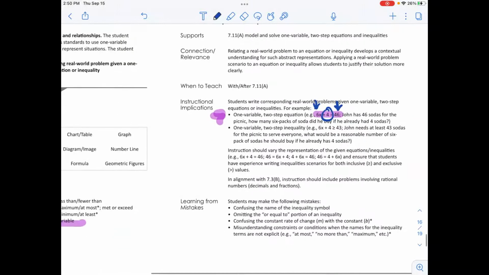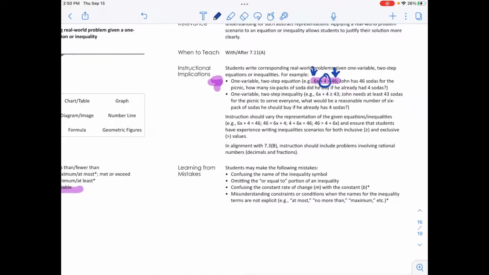So students need to be able to determine what's the total, what's the variable term, and then what's the constant. They also need to be able to understand if the constant is being added or subtracted, if the variable term is being added or subtracted.